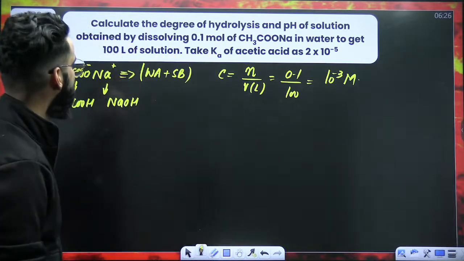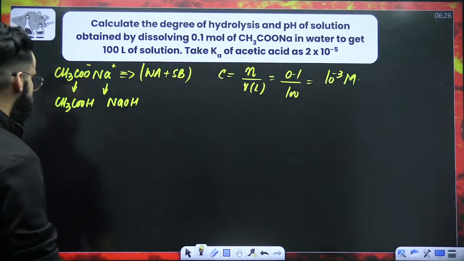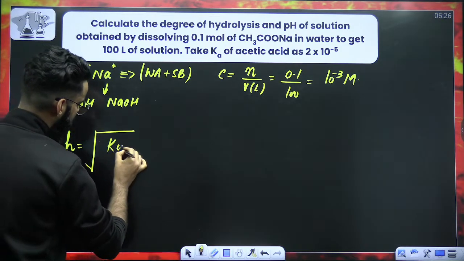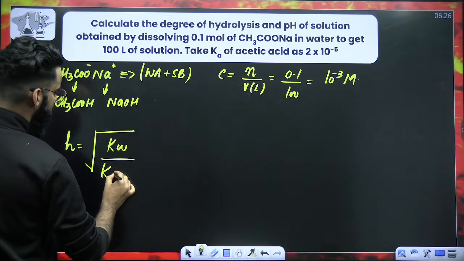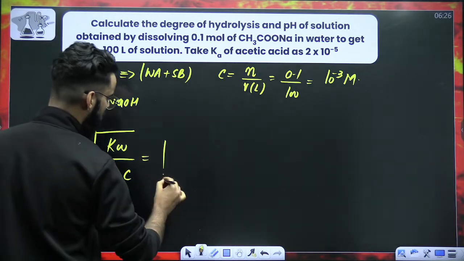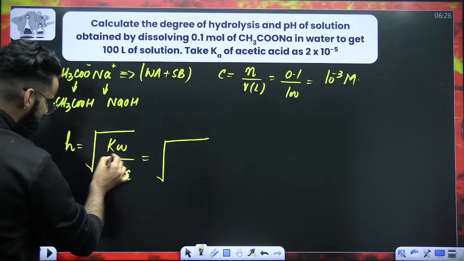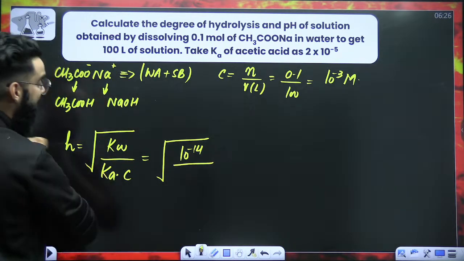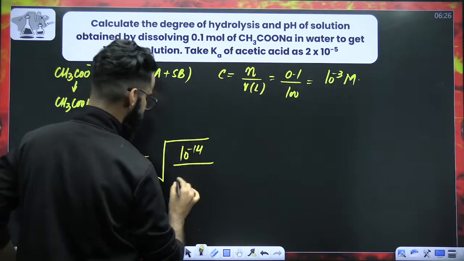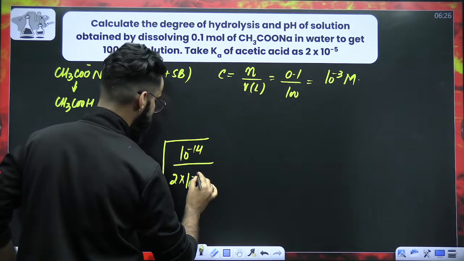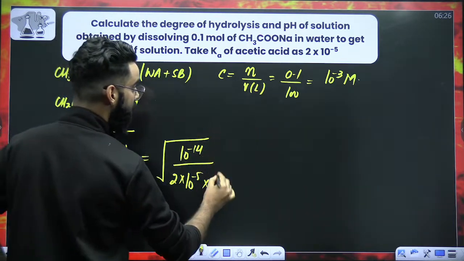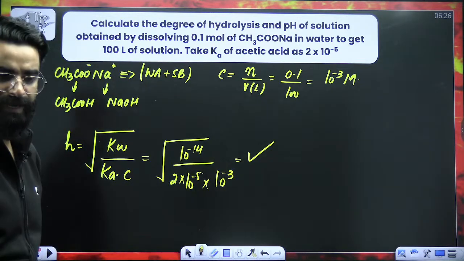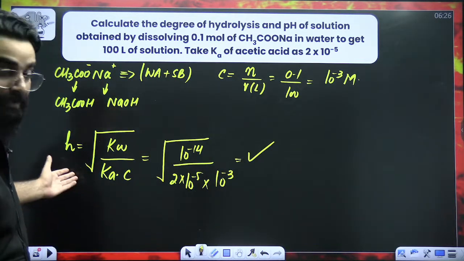What are we supposed to calculate? The degree of hydrolysis, h. Degree of hydrolysis is equal to under root of Kw divided by Ka multiplied by C. Now, I believe all the terms are given. Kw value at 25 degrees centigrade is always 10 raised to the power minus 14. Ka value for acetic acid is given to us as 2 into 10 raised to the power minus 5. Concentration of the salt is 10 raised to the power minus 3. Can't you solve the equation? Get the degree of hydrolysis.